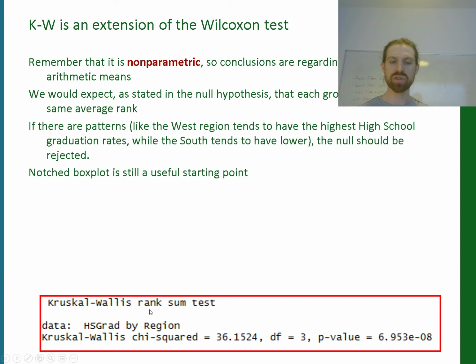And we end up with this type of result when we do run the Kruskal-Wallis test in R. So imagine we were running it for that high school graduation data by region for each state, and essentially we get a chi-squared test statistic of 36.1524. We've got 3 degrees of freedom here because we've got 3 regions, and we end up with a very, very significant p-value in this case. So 6.9 to the -8, so it's definitely a significant result, well below the 0.05 level that we're looking for, the significance level, so that we can be at least 95% sure that the results haven't just occurred by random. Okay.